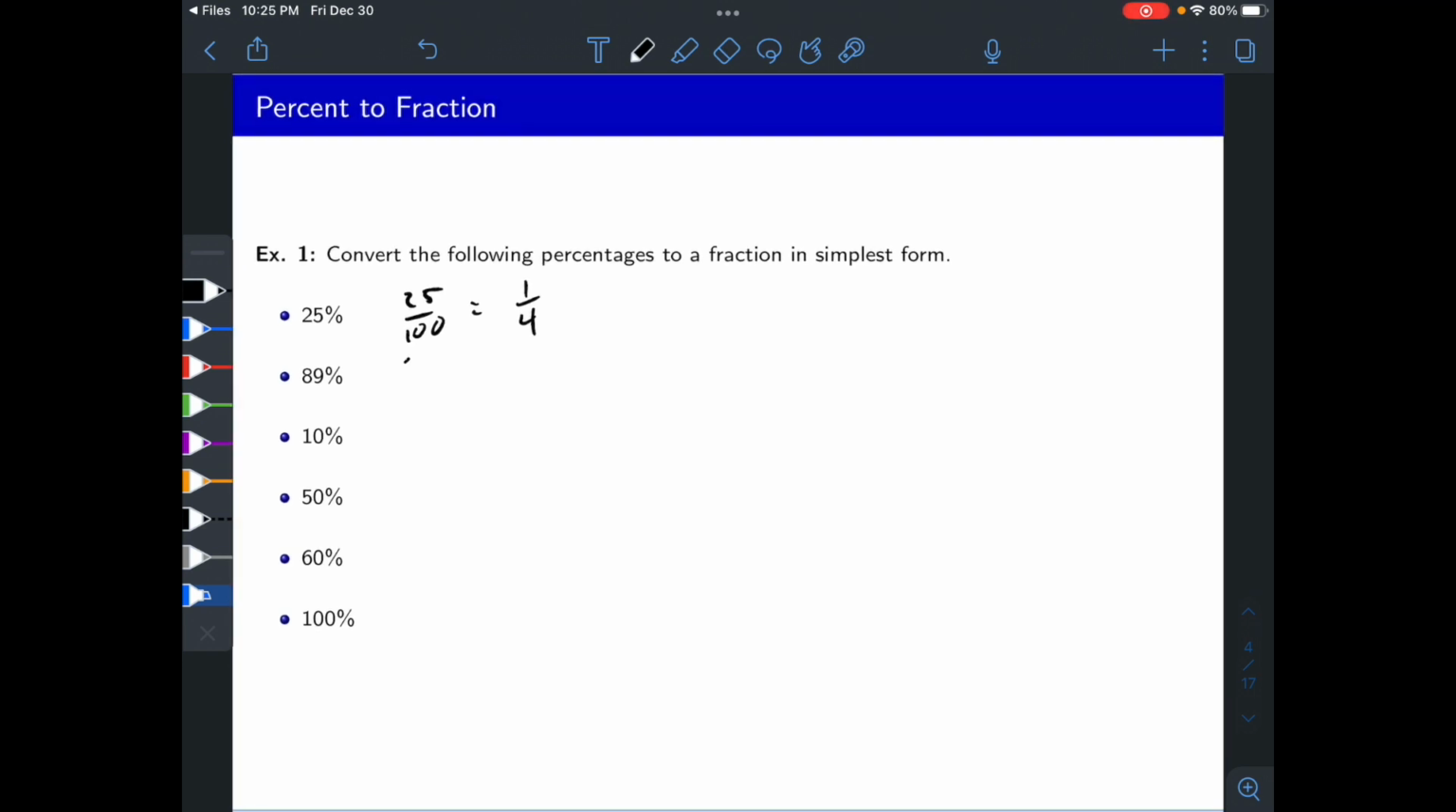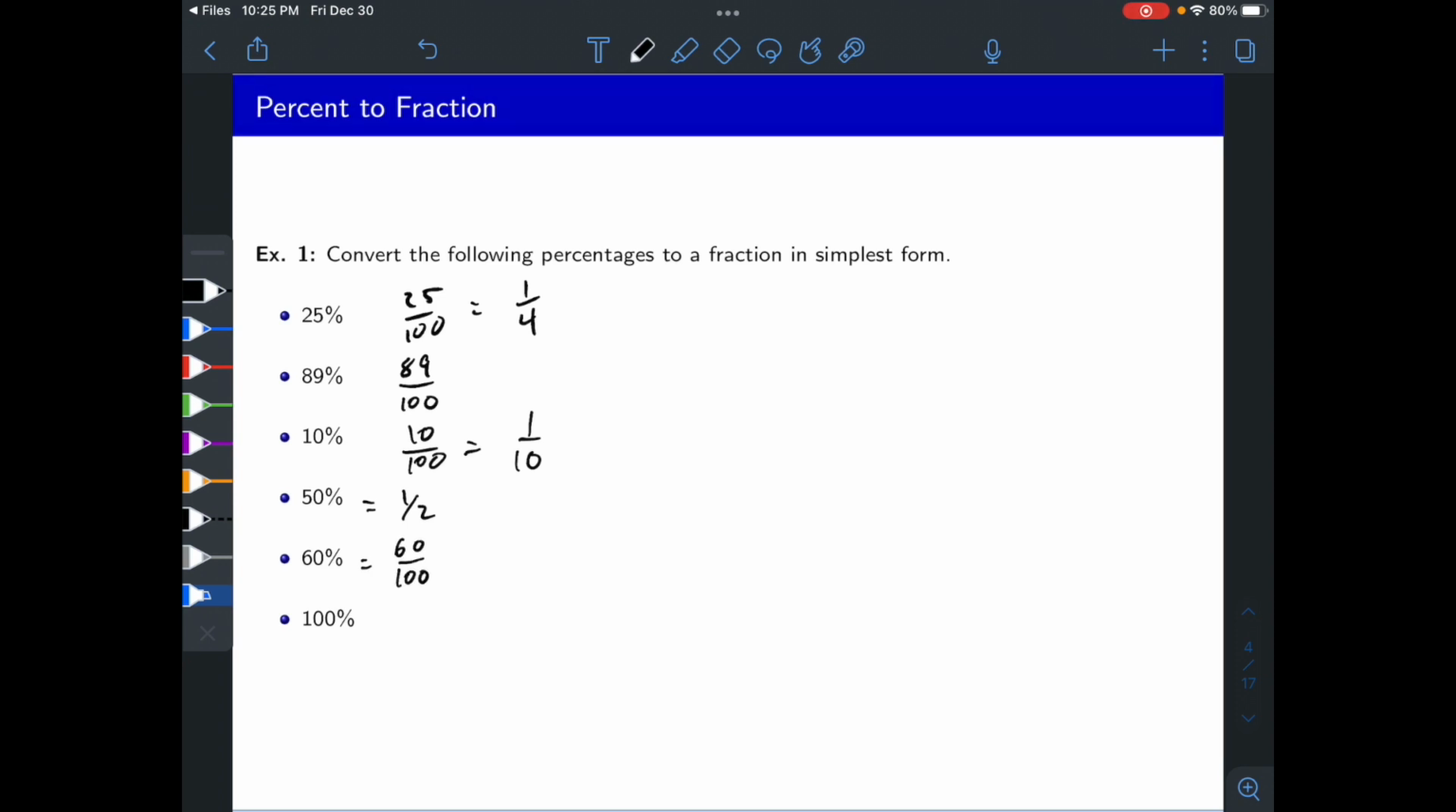Like 89% is just 89 out of 100, and I don't think there are any common factors there, so we'll just leave it at that. 10%, this is 10 out of 100, but of course you could simplify that to 1/10. 50%, that's 50 out of 100. I'll just go right ahead and say that's equal to a half.